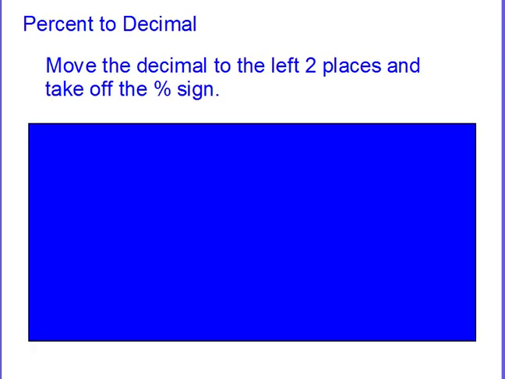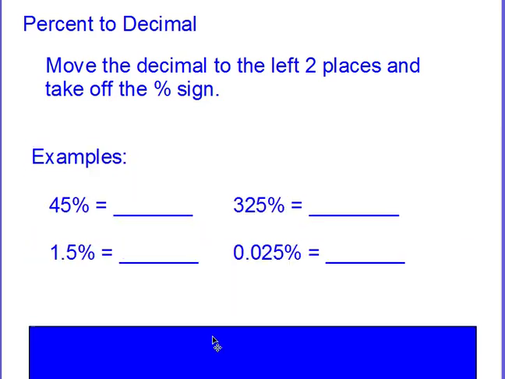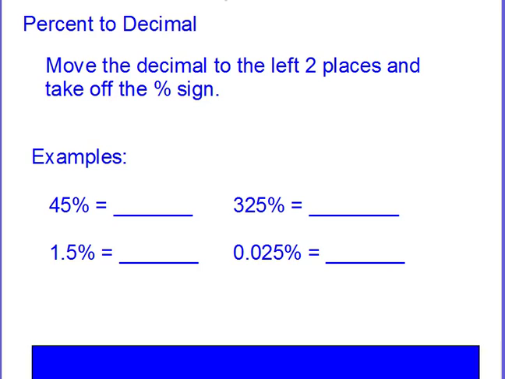Okay? Well, what if I wanted to go the other way? Percent to decimal. Well, you just move the decimal back the other direction. You move the decimal to the left 2 places and take off the percent sign. Very important to take off the percent sign because it is no longer a percentage. It is then a decimal.